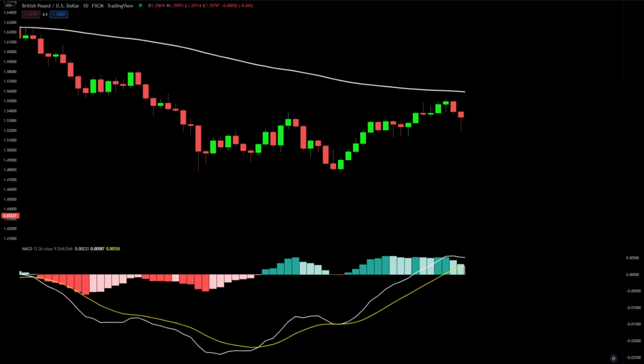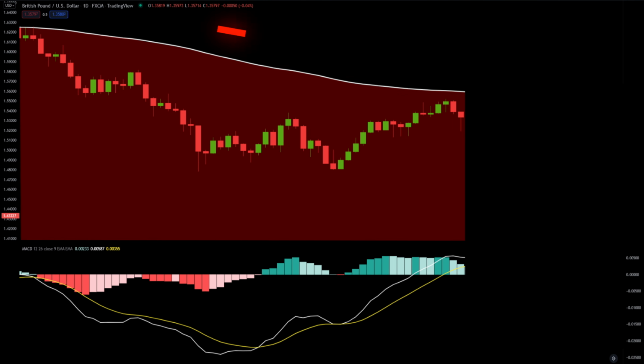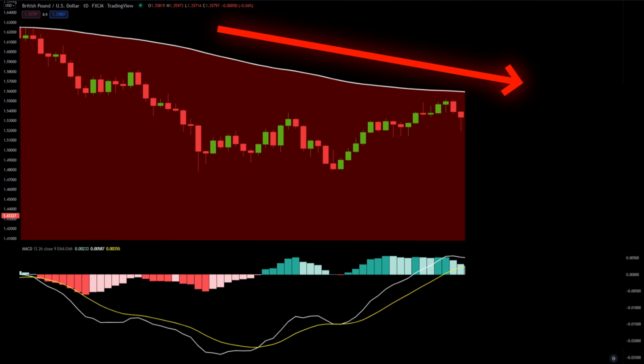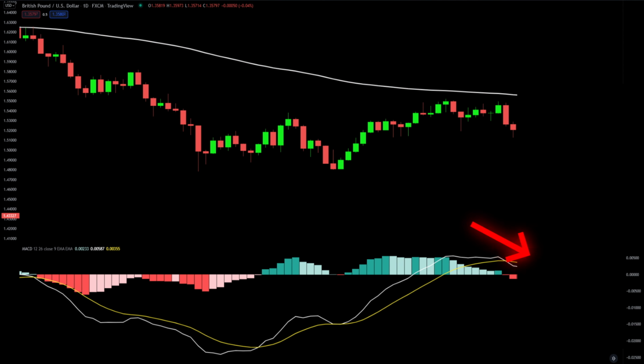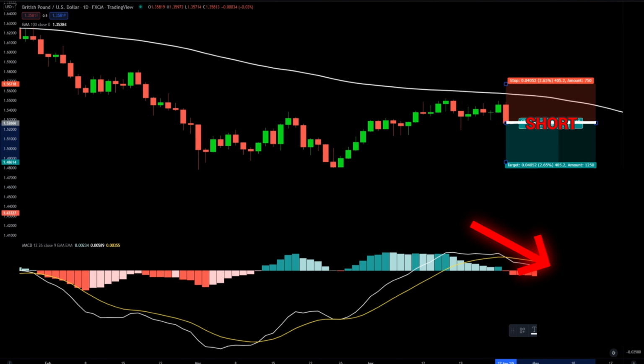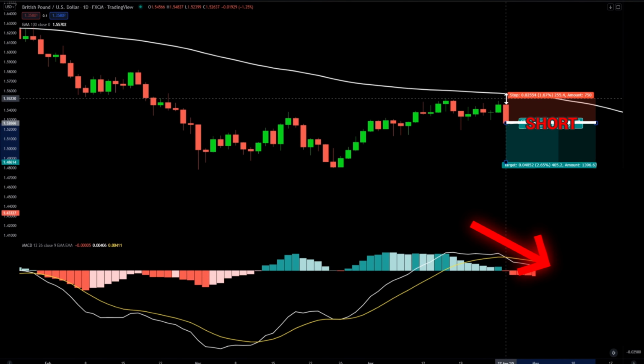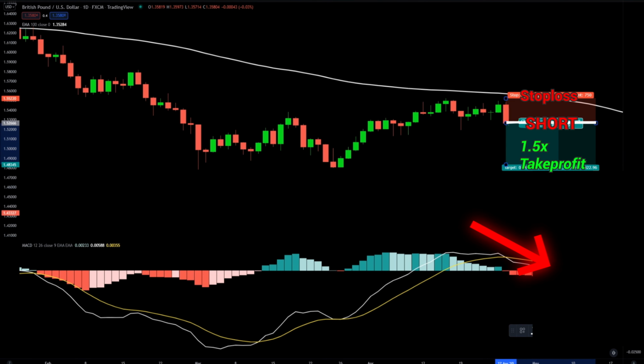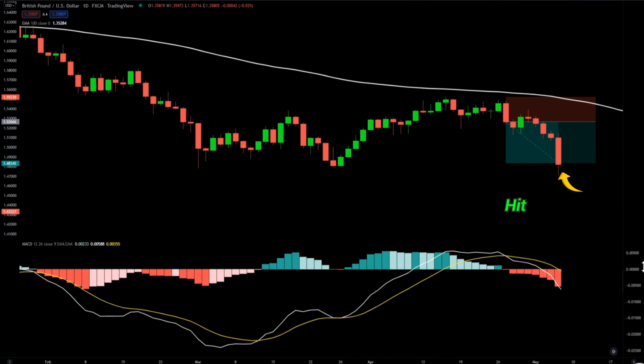In this chart, we can see that the price is below the EMA, indicating that the long-term trend is down. Next, we have a cross down on the MACD, and so this will be our entry signal to go short. Now for your stop loss, place it above the nearest swing high, and set your profit target at 1.5 times your stop loss. And as you can see, the price hits our profit target, and so this counts as a successful trade.